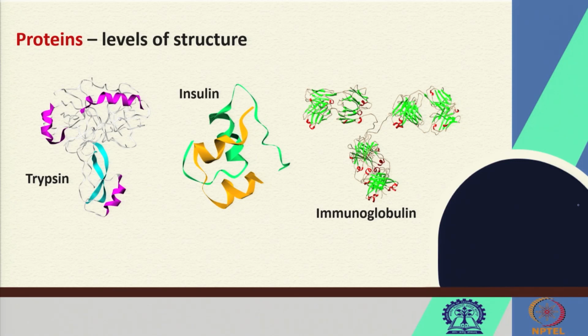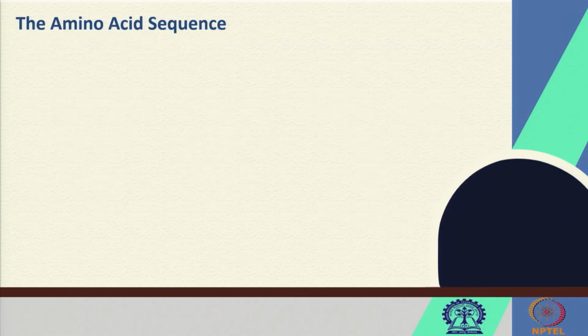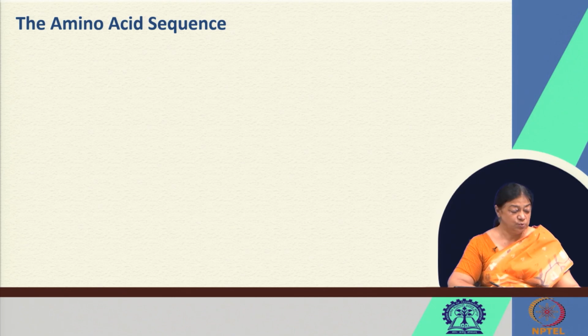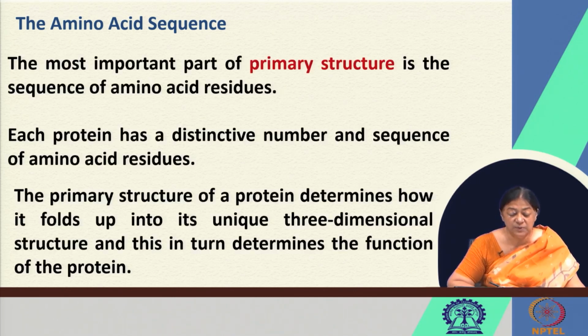Now, we found out that when we look at the different levels of structure, they fold into components such as this, where we can see the structure of trypsin, insulin and immunoglobulin. When we look at these 4 levels of structure, we studied the amino acid sequence. What do we mean by the amino acid sequence? It forms the primary structure of proteins, in the linking of the amino acids one after the other.